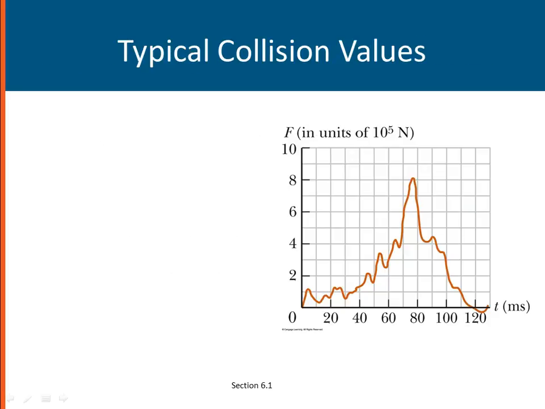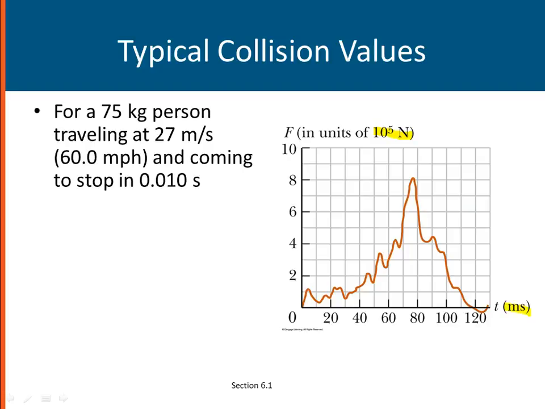The graph to the right here displays the typical values of the force, and keep in mind this is times 10 to the 5th newtons, so it's actually quite high in a car crash, and the time here is in milliseconds. Say for a 75 kilogram person traveling at 27 meters per second, so that's about 60 miles per hour, and coming to a stop in 1/100th of a second, the force that that person experiences is 2 times 10 to the 5th newtons, which is about 280 Gs. That's the type of acceleration that you would see here.